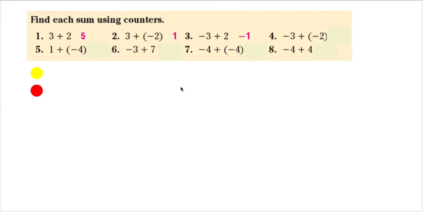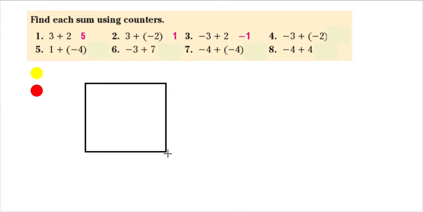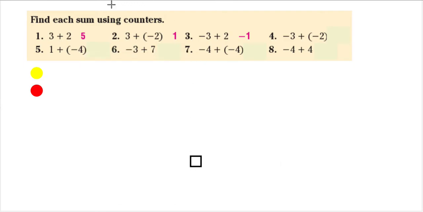Let's do one more. Number 6, negative 3 plus 7. So let's make our mat again. That's our mat. Okay. I'm going to do my mat.